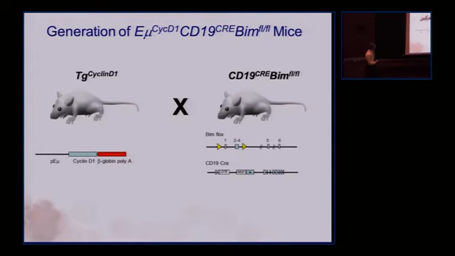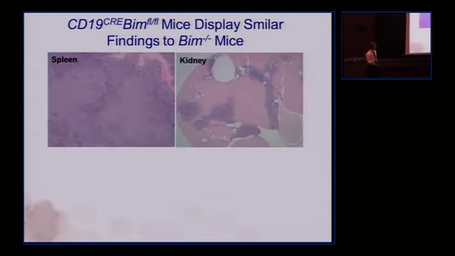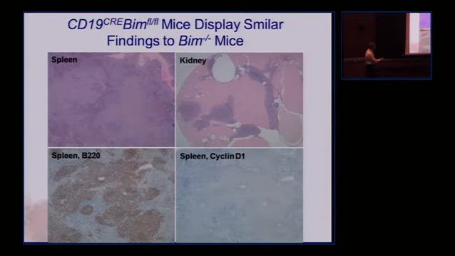Now, on the BIM side, rather than using the global BIM knockout, in order to come closer to approximating human disease, we decided to knock out BIM selectively within B cells using a CD19 Cre. These mice are very similar to what is seen for the global BIM knockout. That is, they have enlarged spleens with enlarged follicles, and occasionally have infiltrates of lymphocytes into peripheral organs like the kidney. And these cells are, as you'd expect, B cells that are negative for cyclin D1.